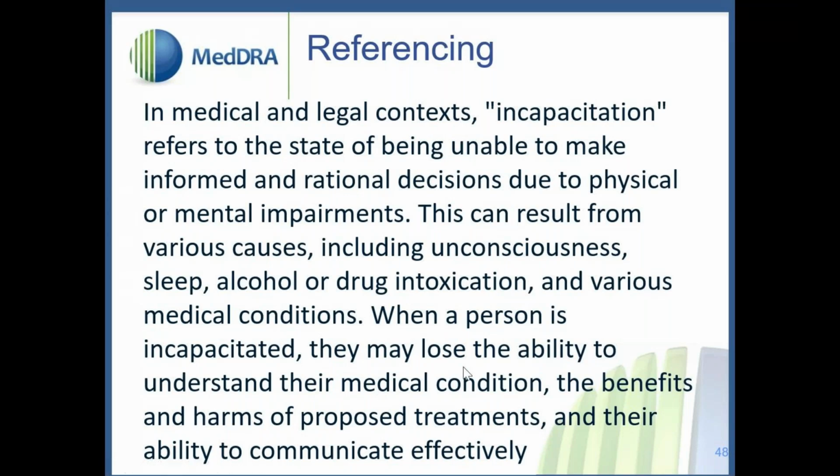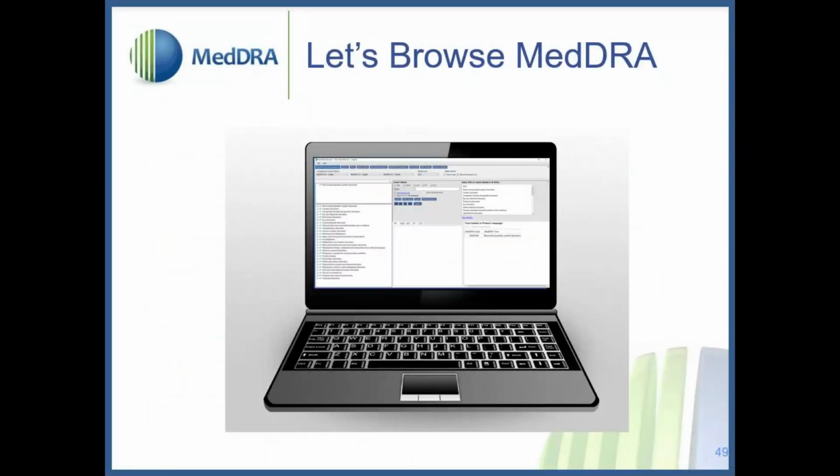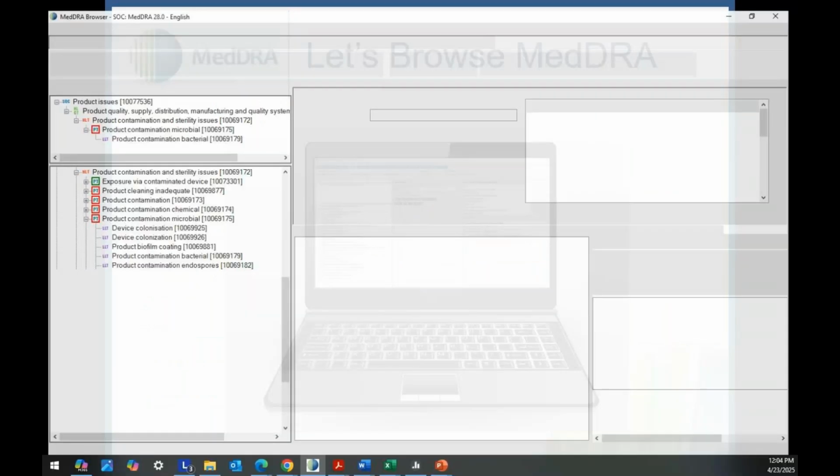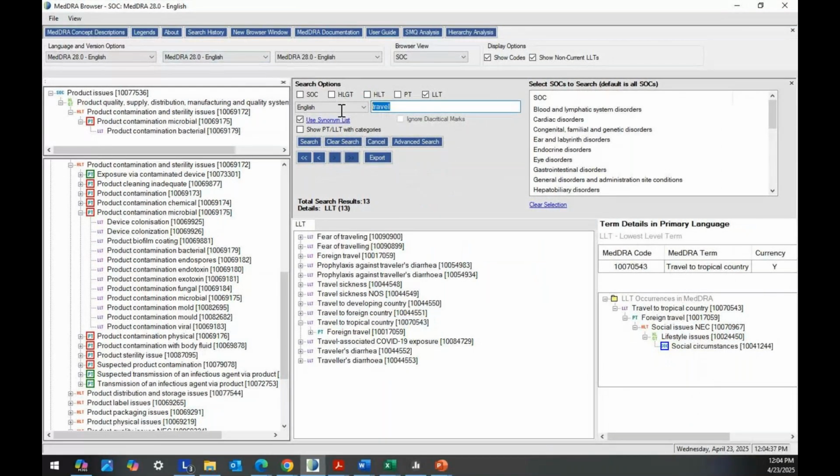So basically, they may not understand what's going on or what to do or what would happen, so it's kind of a very interesting state of being, right? So now that we have our referencing, I will go to the browser and we can search around a little bit, because this one is a very interesting topic, right? Based off of what was just referenced, I would suggest searching the browser as follows to see what's available.